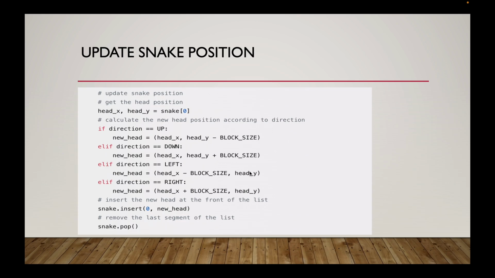Same if we are moving towards left, then we will change the x coordinate, and if we are moving right, then we will again change the x coordinate. We will add some value over here and we will subtract some value over here, that is block size. Now insert the new head at the front of the list. It means when the snake is going to move, we will insert that new head inside the snake, then remove the last segment of the list, and we will remove the tail of the snake so that it can move forward. Let's go to the next slide.